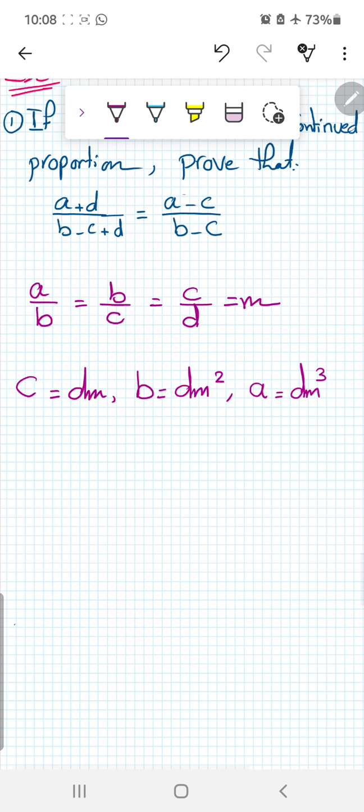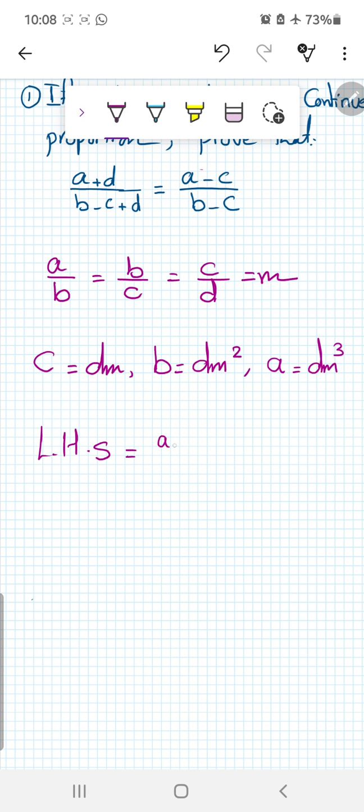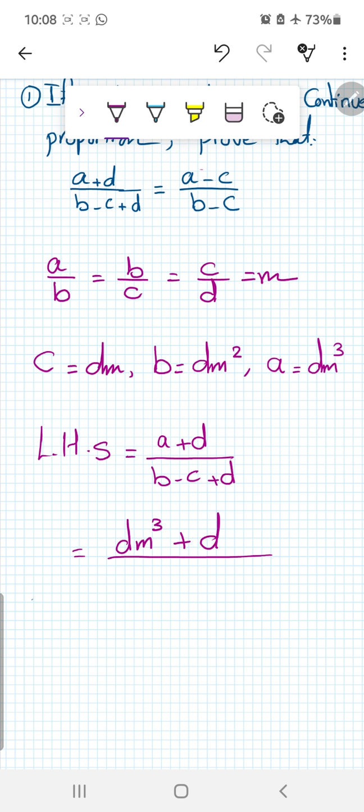So first get the left hand side, which is a plus d over b minus c plus d. Okay, by substitution, as we said, a equals dm power 3 plus d over here, b equals dm power 2 minus c, which is dm, plus d. Okay, as we said, get a common factor.